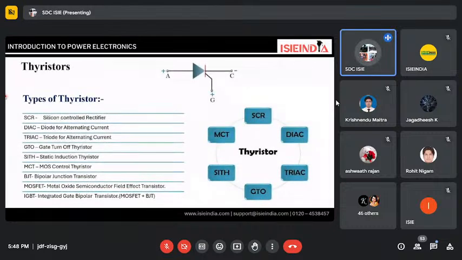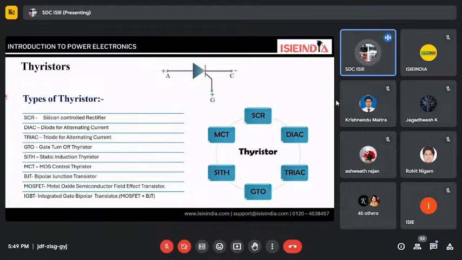Along with that, when we are talking about thyristors, the thyristors are basically used for switching as well as for rectification. Like we are using SCR. In SCR also, we are having two types of connections. Along with that, we are using a gate trigger. So we are using a gate power supply to trigger the thyristors. They are having three terminals: anode, cathode, and gate.